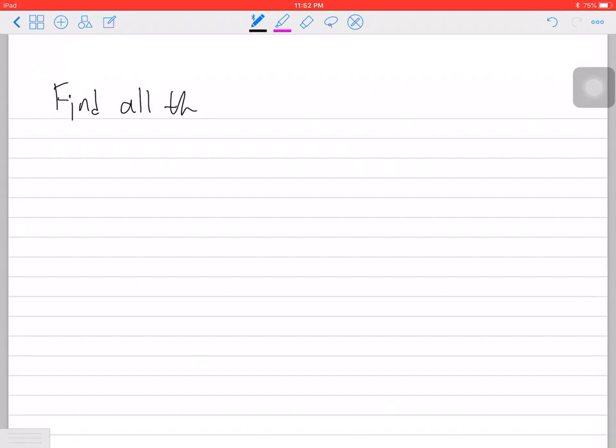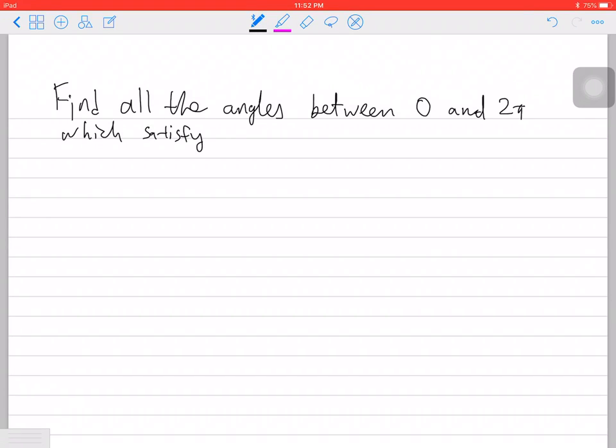Find all the angles between 0 and 2 pi which satisfy tangent (2x minus pi over 6) equals to half, and we are asked to correct the answer to 3SF.